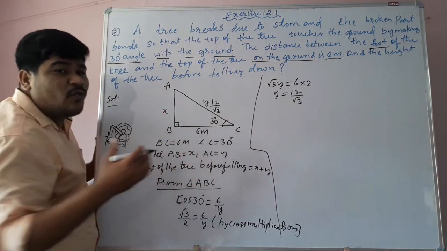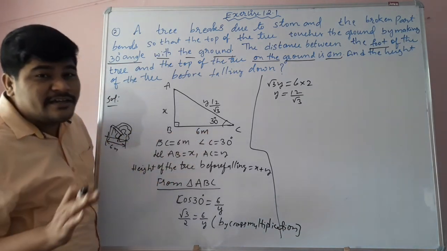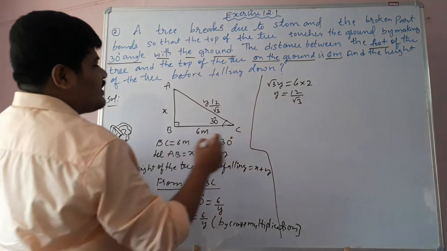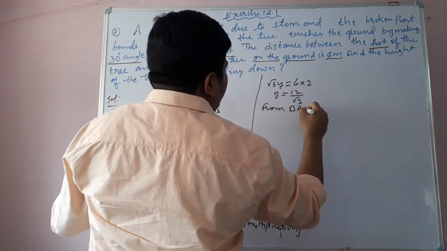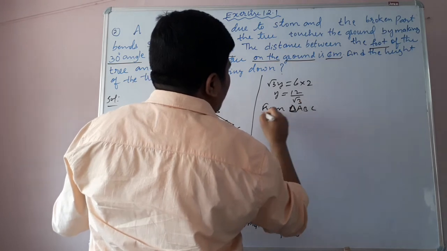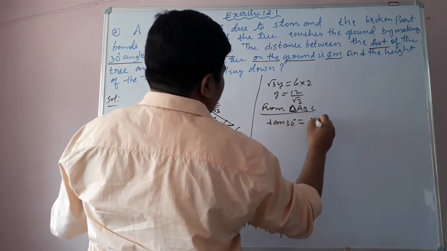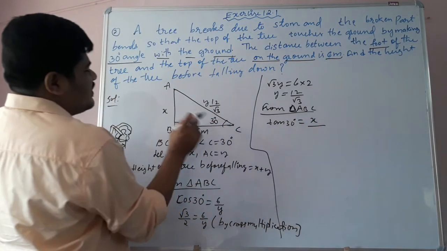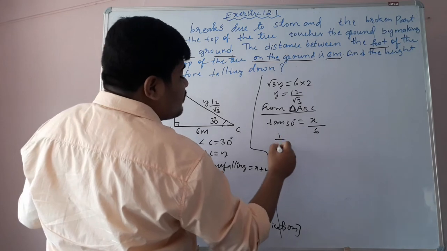So now students, see, with respect to 30 degrees, x is opposite side, 6 is adjacent side. So what is the ratio between opposite side and adjacent side? Tan theta. So from triangle ABC we can also write tan 30 degrees is equal to opposite side x, adjacent side 6. So x by 6, we know the value of tan 30, that is 1 by root 3.